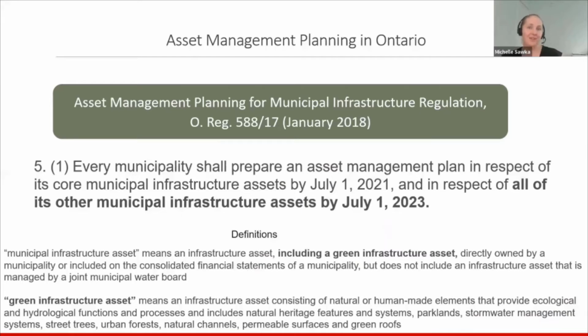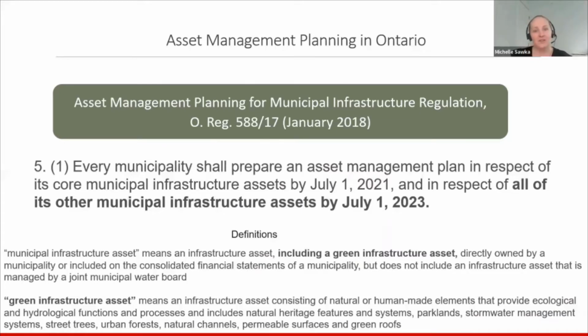So I imagine most of you are familiar with Ontario Regulation 588/17, and I do apologize for the super wordy slide, but I've included all of the details here from the regulation because we often get asked for it. And I've bolded the most relevant sections.